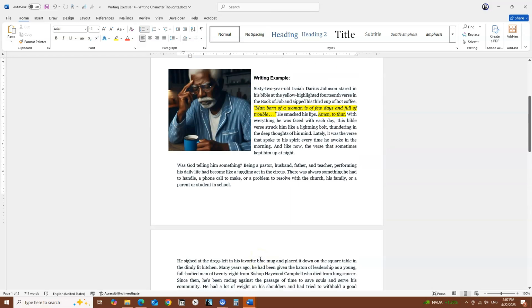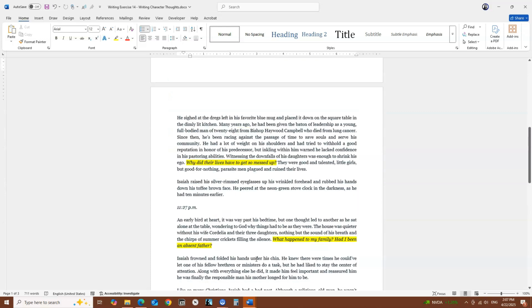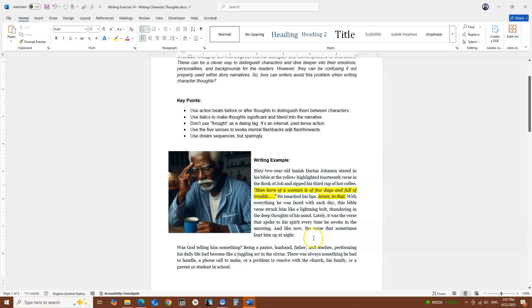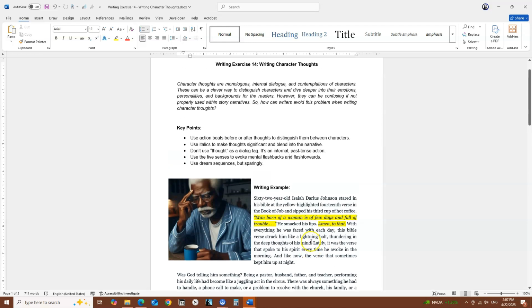But that's pretty much it for this passage of Isaiah from Book 1 in my Hallelujah Praise series. Just an example of how you can blend your character's thoughts into your narrative summary instead of having them stand out from a dialogue tag.